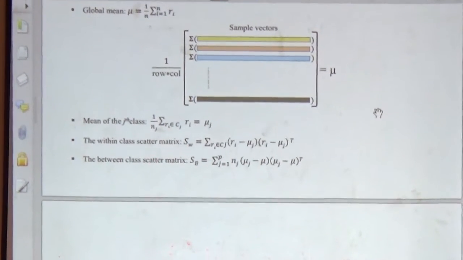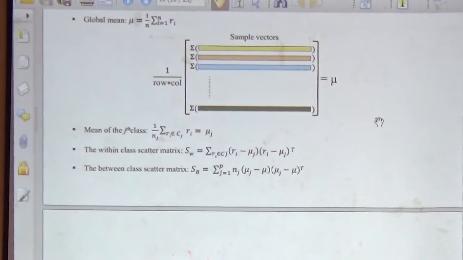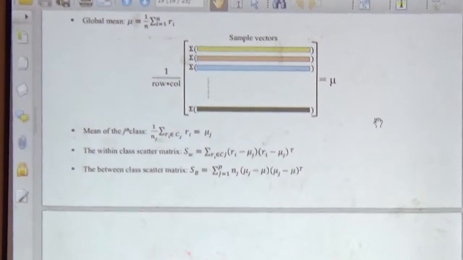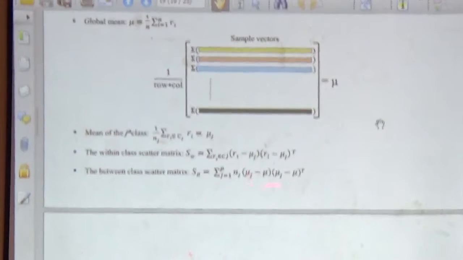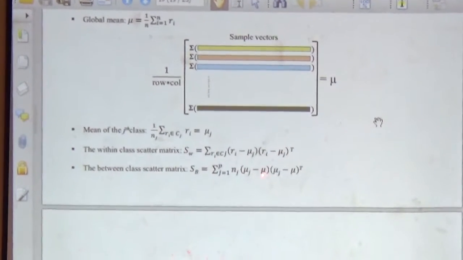Now you can get the between class scatter matrix, that is using the distance between the two different classes. So you are using the means of the classes and you are comparing them with the global mean.